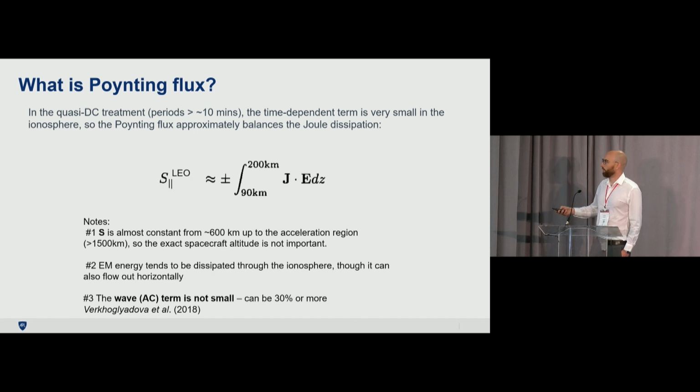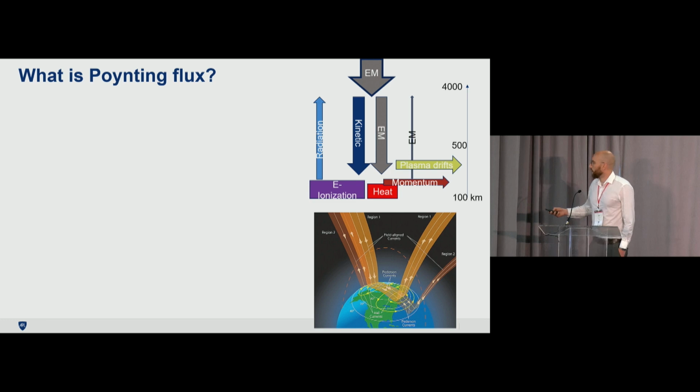So approximately, you get this integral of the LEO Poynting flux being deposited approximately between 90 and 200 kilometers. There is, of course, heating higher up than that, and especially the wave terms are not small. We can see it, especially in the higher altitudes, large amounts of energy coming in through that. So there is also a question whether it actually goes just locally or if it can flow out. But essentially, this is kind of an order of magnitude sketch.